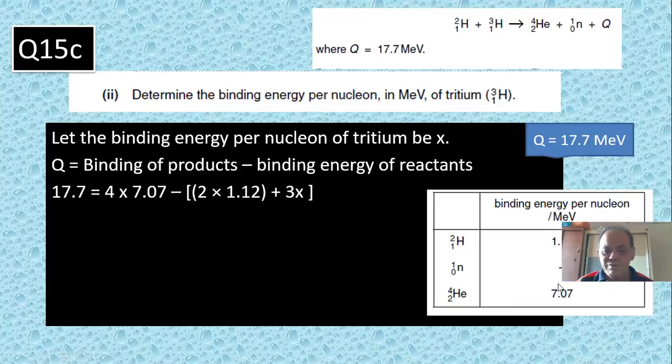There are 4 nucleon, the value times 4. And then this one, 2 nucleon. Deuterium got 2 nucleon, that is a value for deuterium times 2. And then tritium, we don't know the binding energy per nucleon, so we times 3 because there are 3 nucleon. And simplify, we get 2.78 mega electron volt per nucleon.